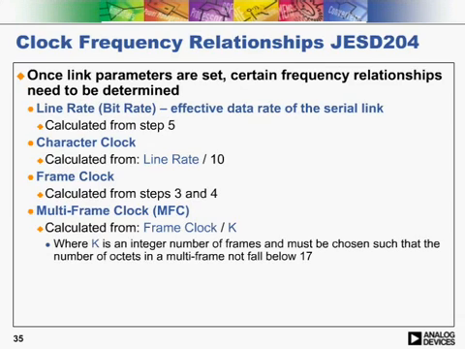Once we have all the link parameters set, we need to take a look at the frequency relationships that need to be determined. First, the line rate was calculated. And remember that the line rate was M times S times N prime times 10 over 8 times Fs, all quantity divided by L. The character clock is then the line rate divided by 10. From earlier, we calculated the frame clock from the word size N prime and the number of samples per frame S. To then derive the multi-frame clock, we divide the frame clock by K, where K is an integer number of frames, and it must be chosen so that the number of octets in a multi-frame not fall below 17.